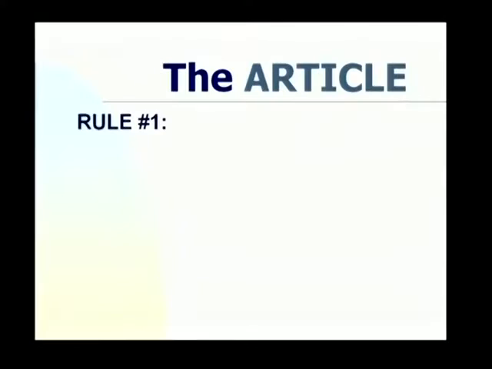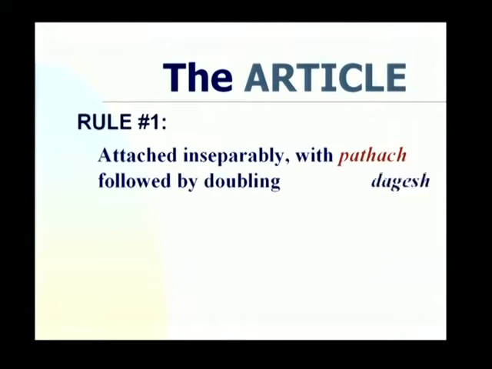Rule number 1 on the article is that the article will be attached inseparably to the noun with which it belongs. It will have a hay as the primary part of that article, and it'll become a prefix to that noun. It'll have a pathach vowel under it normally, and it will have a doubling dagesh in the first letter of the noun to which it is attached, unless that letter is a guttural. Then it will change. All right, here we have a noun, melek. Everyone pronounce it, melek. And we put the article on, it becomes hamelek.